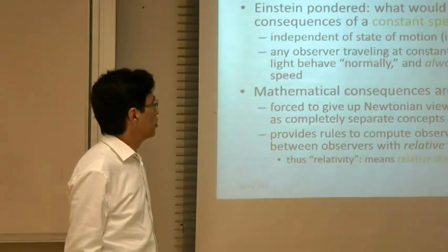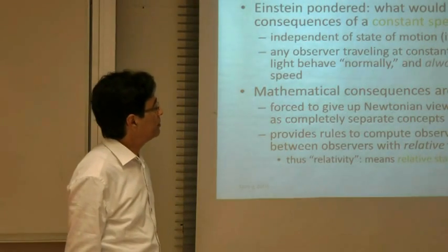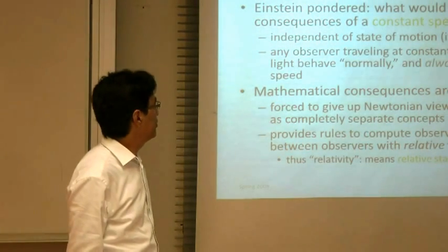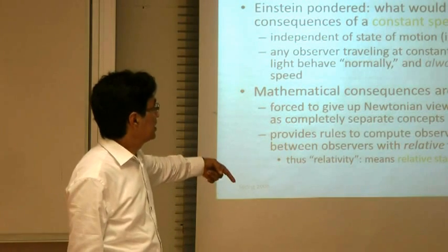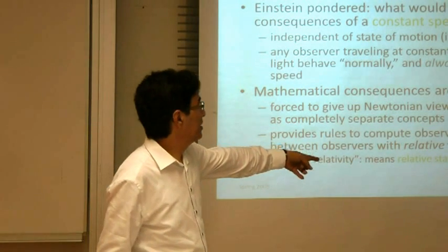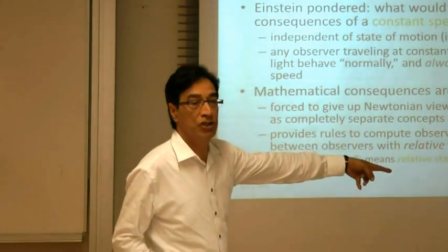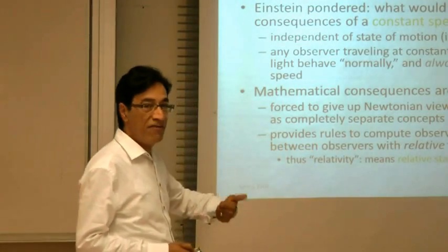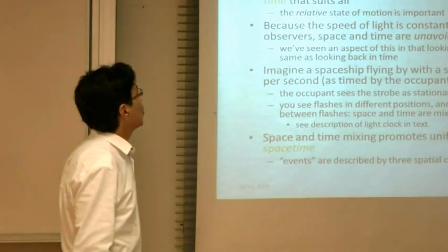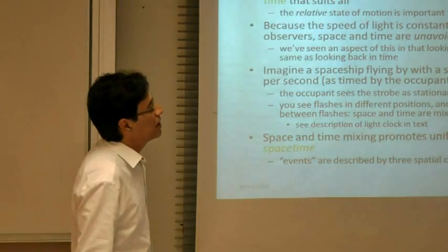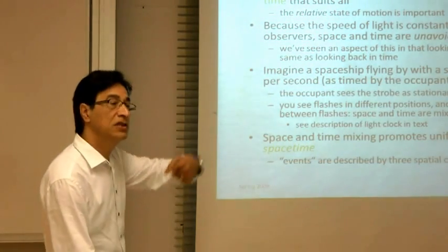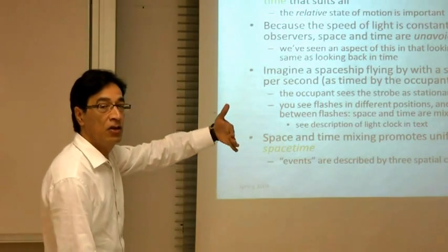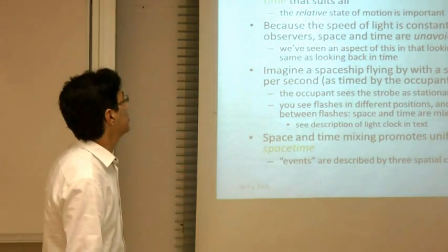It provides rules to compute observable comparisons between observers with relative velocity. Relativity means relative state of motion. Remember, everything is moving. One person's space is another's time. This space is for us, but somebody else in another galaxy could see something else. I will tell you next.